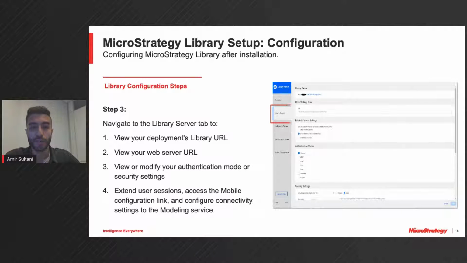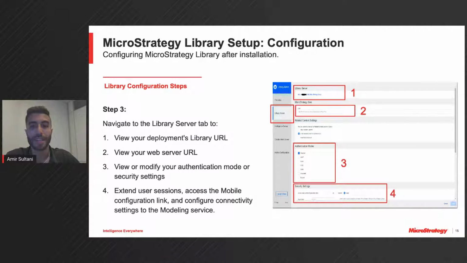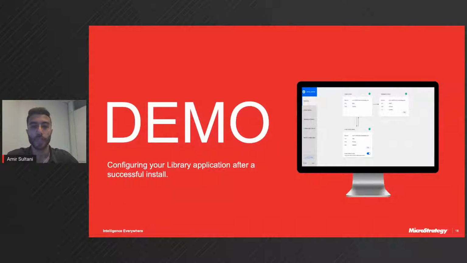Once the intelligence server connection has been created, users can navigate to the Library Server tab in which they can view their Library application URL, add their web server URL for seamless authentication, configure security settings and authentication modes, and access their mobile configuration link, which they can use to set up mobile Library on their end users' devices. Next, we'll show a demo in which we'll walk through the configuration of your Library application after a successful installation.